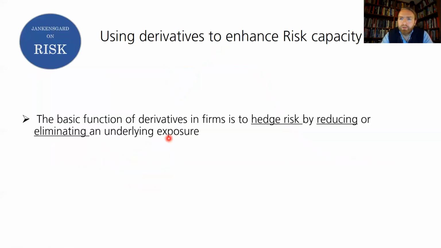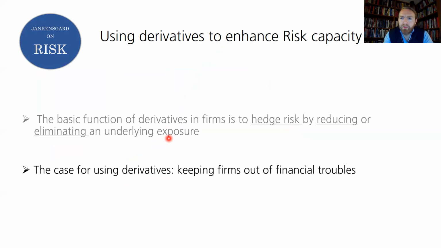All right, so where do derivatives fit into this picture? Well, the normal view of derivatives is that we use them to hedge risk, so that we can reduce or eliminate an underlying exposure to market risk. And the case for this is to keep firms out of financial trouble, to generate a payoff when it's most needed, like when you're approaching financial distress or something similar. Derivatives can enhance firm value by making sure that enough funds are available in any given scenario.